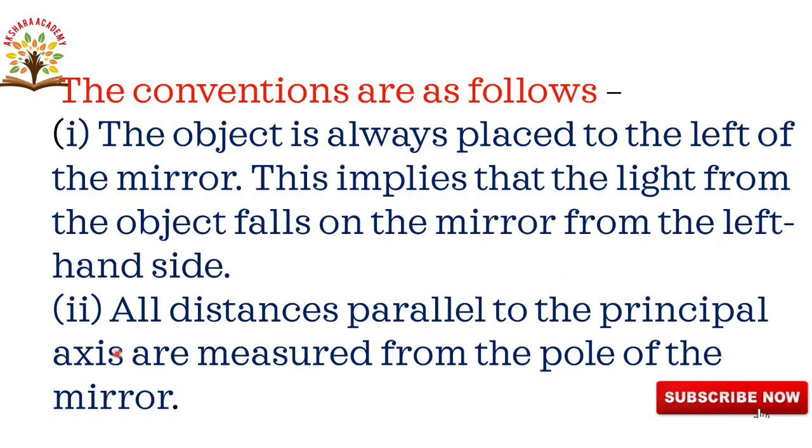The second rule is that all the distances parallel to the principal axis are measured from the pole of the mirror. So all the distances should be measured from the pole. Going to the next one.